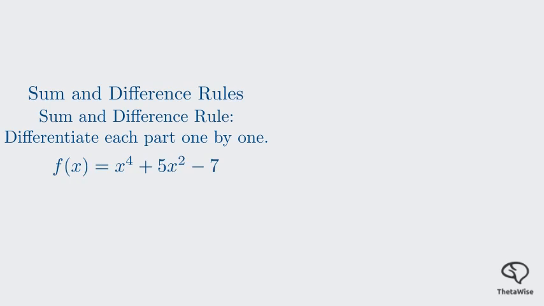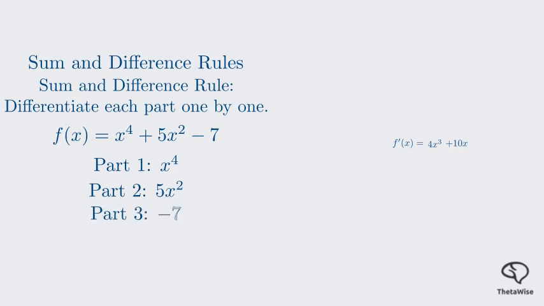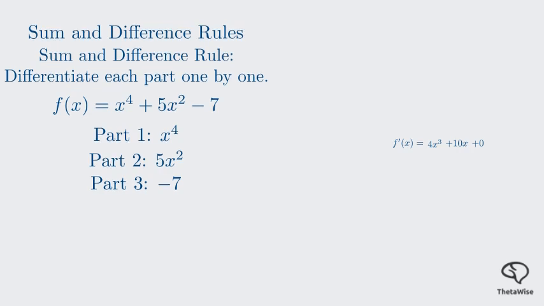Let's break it down. First, x to the fourth. Using the power rule, we bring the 4 down and subtract 1 from the power to get 4x cubed. Next, we have plus 5x squared. Bring the 2 down to multiply the 5, which gives us 10, and the power becomes 1. Finally, we have minus 7. Remember the constant rule? The derivative of a lone number is 0. Putting it all together, the derivative is 4x cubed plus 10x. We just ignore the 0 at the end. It's like doing 3 mini problems in one.